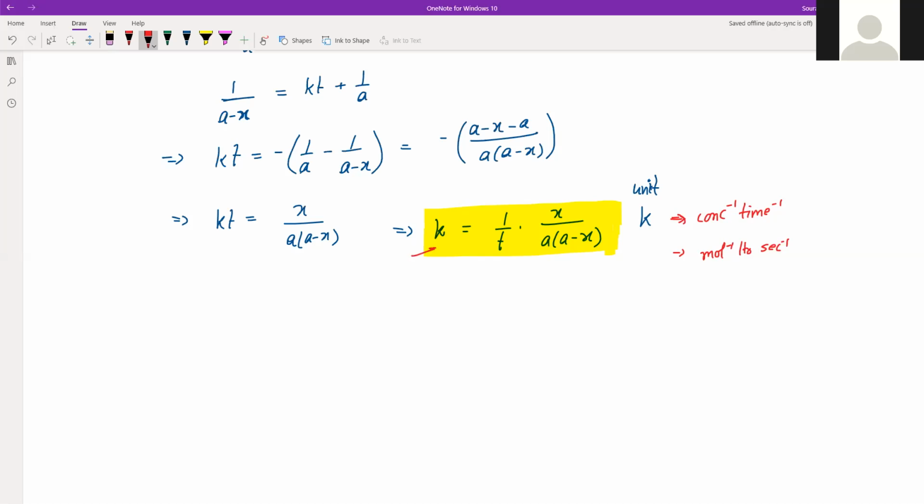So that was the rate equation when we have a second order reaction. Same way, we'll have a third order reaction, and we can find this equation for the third order reaction as well.